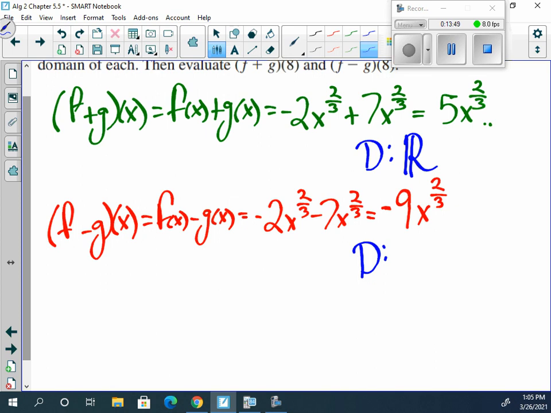And the domain is going to be all real numbers again, because it is a cube root. Questions on this here? It also helps that the exponent is even. Since we have an even exponent, that means if we had a negative number in the radical, it actually would come out positive.